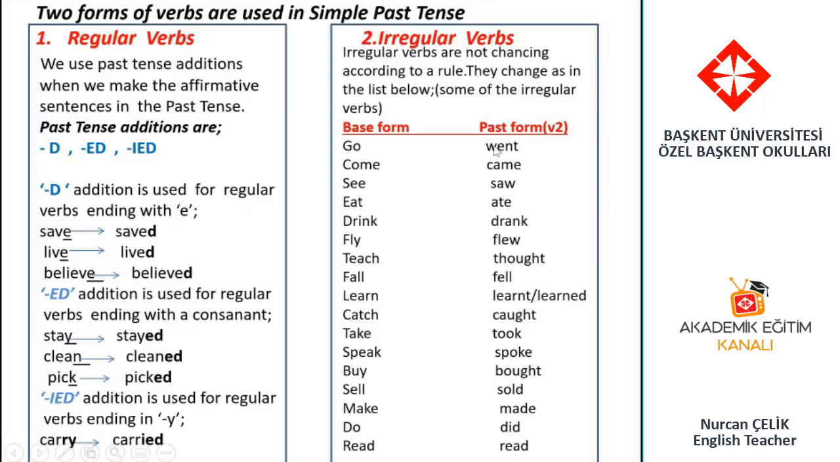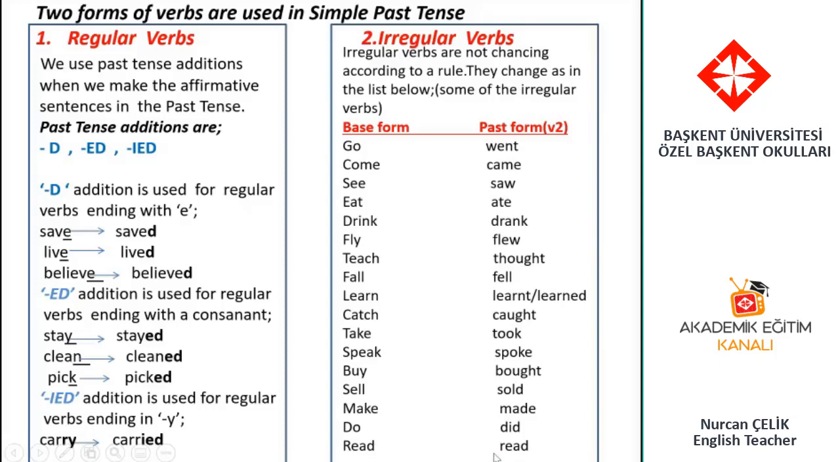Go, went. Come changes as came. See, saw. Eat, ate. Drink, drank. Fly, flew. Teach, taught. Fall, fell. Learn can change in two different ways: learned or learnt. Catch, caught. Take, took. Speak, spoke. Buy, bought. Sell, sold. Make, made. Do, did.